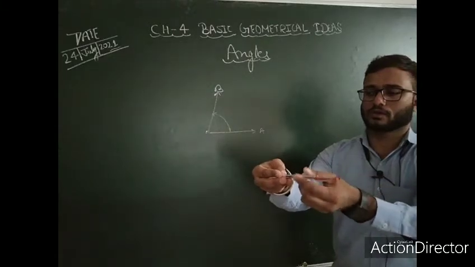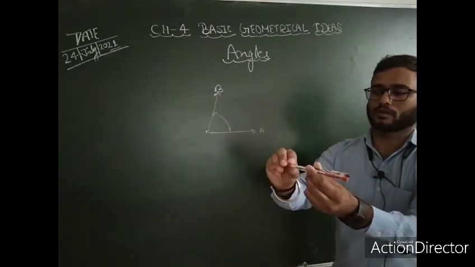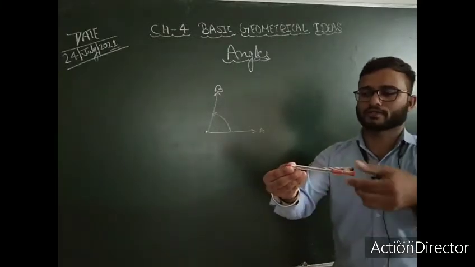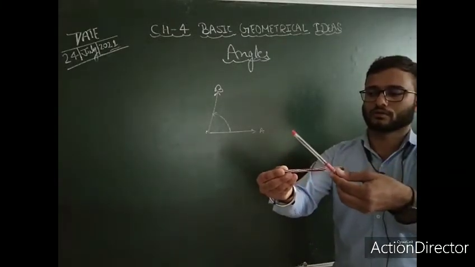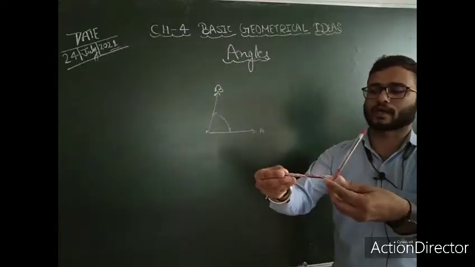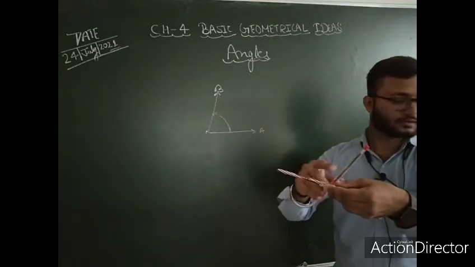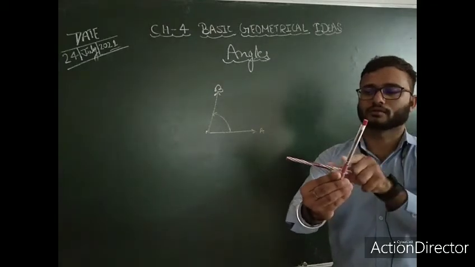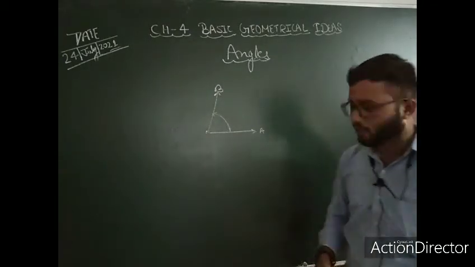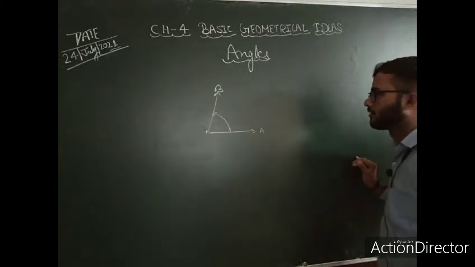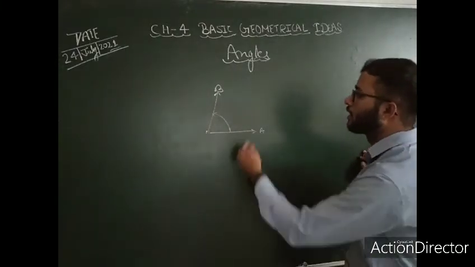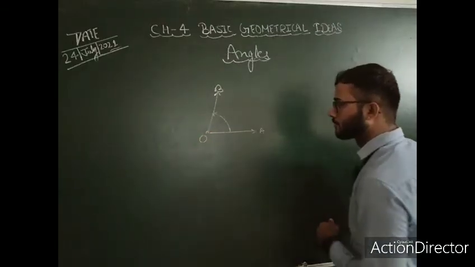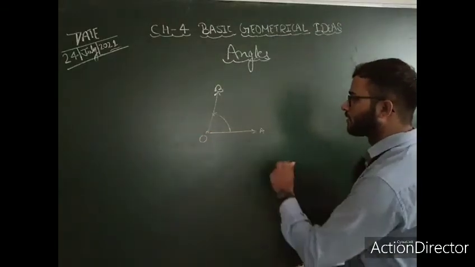So this point is the initial point of this ray. When it is moved like this, it forms some angle between these two rays. It forms some angle between these two pens here. So how do we actually measure this angle? By using a protractor. Now here I give this point the name O.